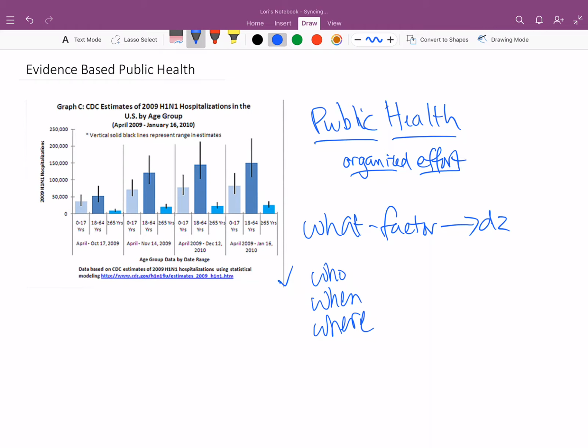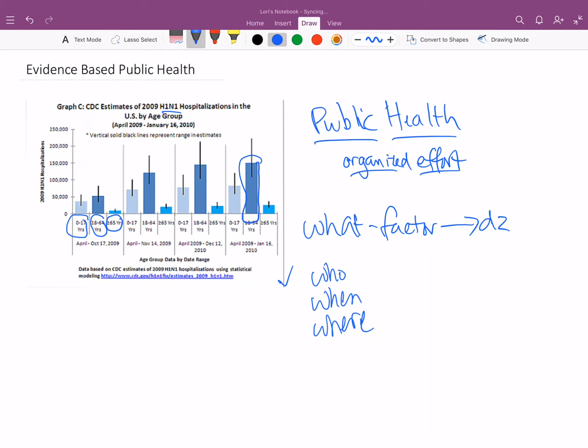In this graph, you can see that they broke it down into age groups, because a lot of times the diseases that we're thinking about impact specific age groups more heavily. And I would say the vast majority of diseases that we know of impact the very young and the very old more disproportionately than the middle ages, the sort of healthy ages in between. Now this is an exception. This H1N1 is actually impacting this middle age group disproportionately.